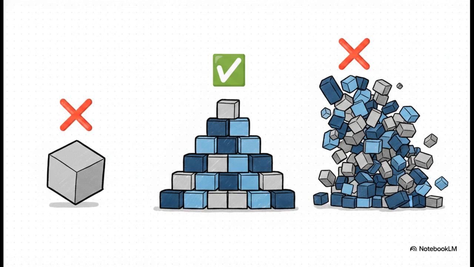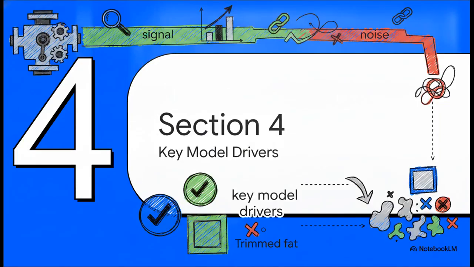It's dangerously easy to build a model that is either way too simplistic to be of any real use or so intensely complex that it basically requires a PhD just to update it. But this modular, dashboard-first strategy naturally filters out all that extra noise, ensuring your complexity is optimized perfectly for the task at hand. Which brings us to Section 4, identifying key model drivers.